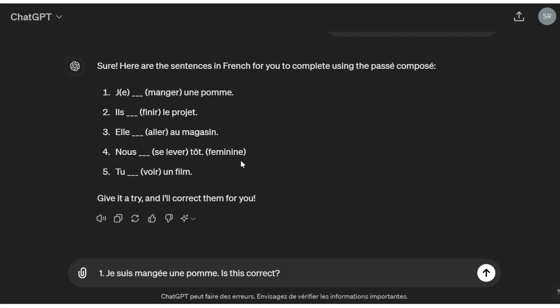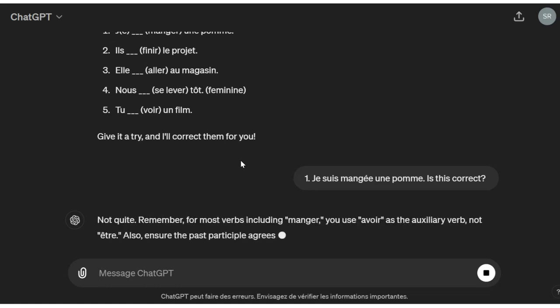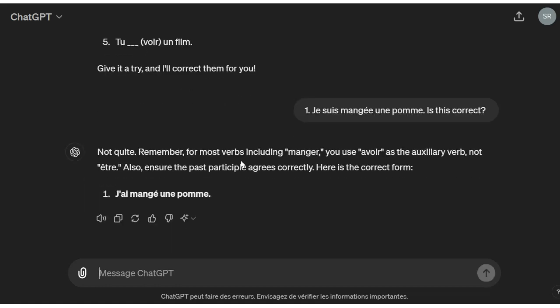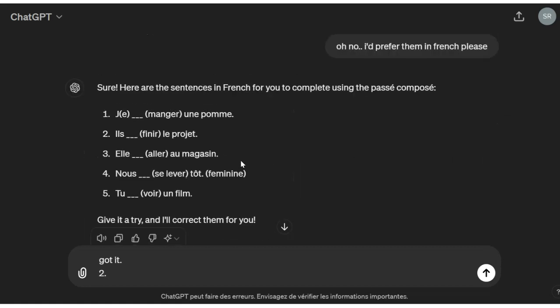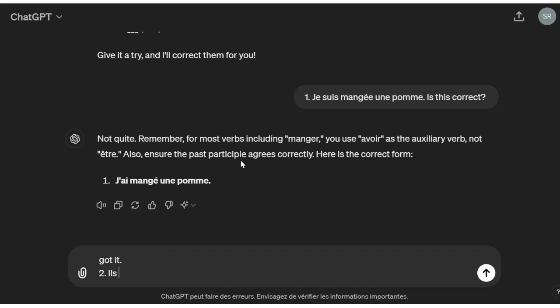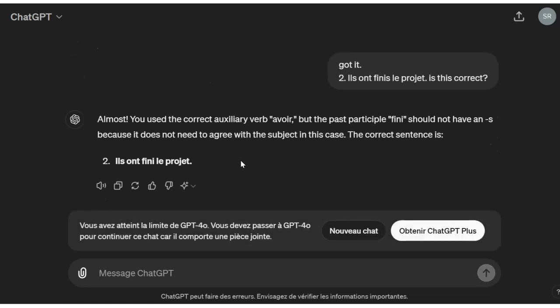So I give it a wrong answer on purpose to see how it will react. And you can see the reply there. It explains to me why it needs to be avoir and not être. And then finally, the second one, also with a mistake, to see if it will catch my mistake. Let's see what answer it gives us. There you go. So it gives me the explanation and gives me the right answer, right?